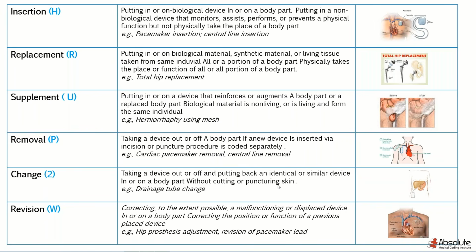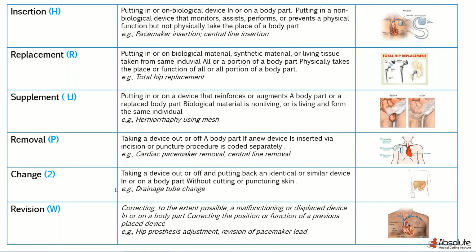All right. Value 2, change. This is taking a device out or off without putting back an identical or similar device in or on a body part without cutting or puncturing. An example would be changing your drainage tube bag. You're not puncturing the person, you're just changing that bag on the outside of the body.